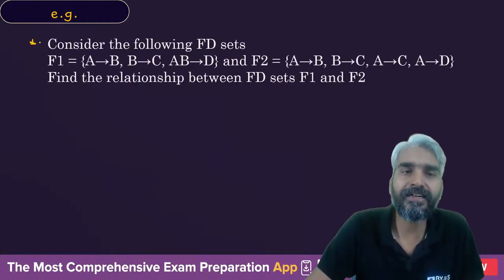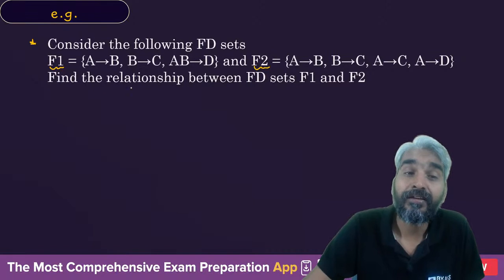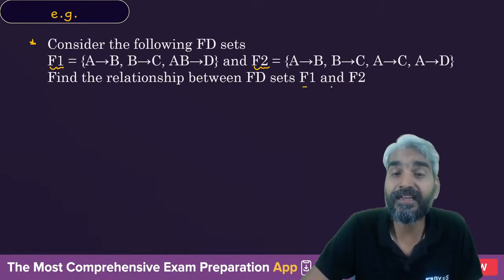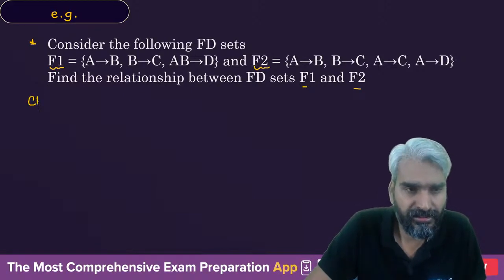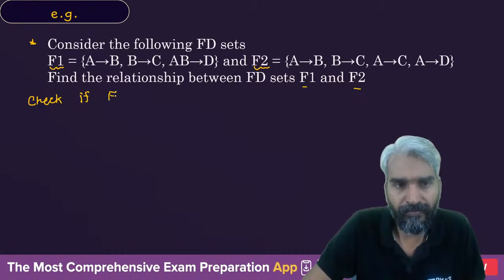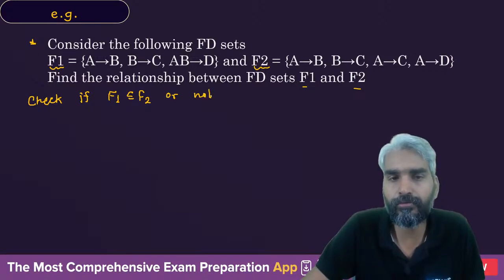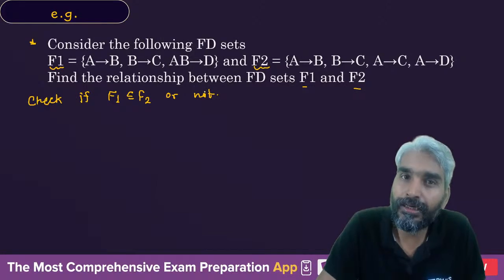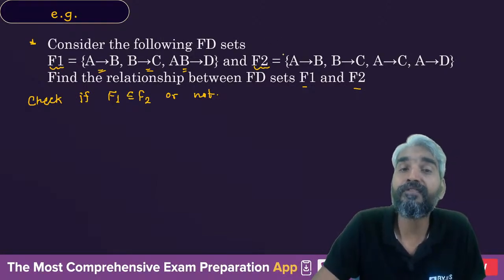So consider the following FD sets. One is FD set F1, another is FD set F2. Now I am asking, find the relationship between FD sets F1 and F2. So first check if F1 is a subset or equals to F2 or not. So what we need to do to check this? To check this, you need to see whether FDs of F1 are member of F2 or not.